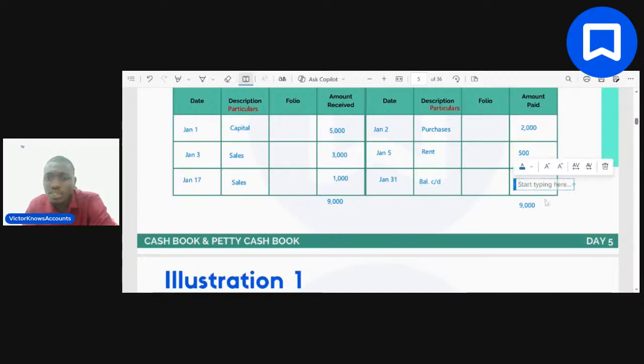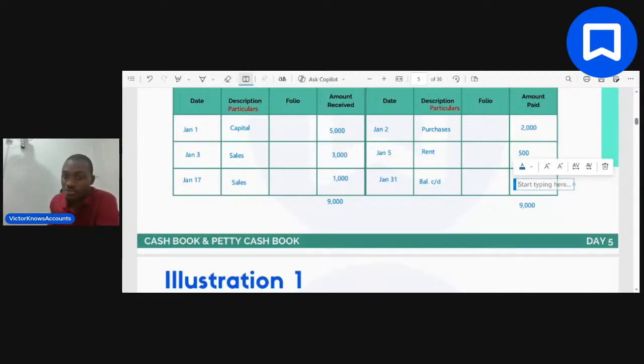Now let's look at it. This means that the amount on the debit side shows the total amount of cash that we received during the period. 5,000 plus 3,000 plus 1,000 means that the total money that we received this month was 9,000 naira. And out of the 9,000 that we received, we were able to pay out 2,000 naira for purchases and 500 naira for rent.